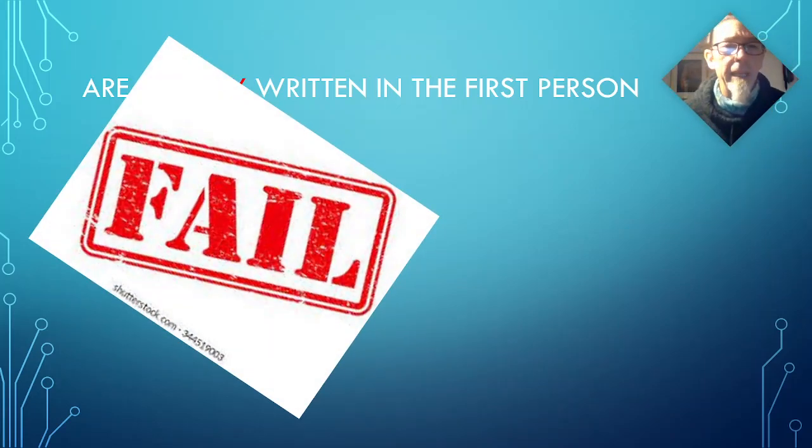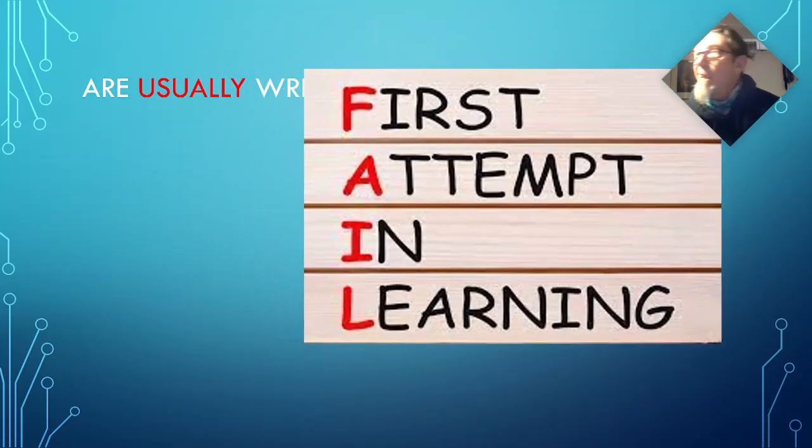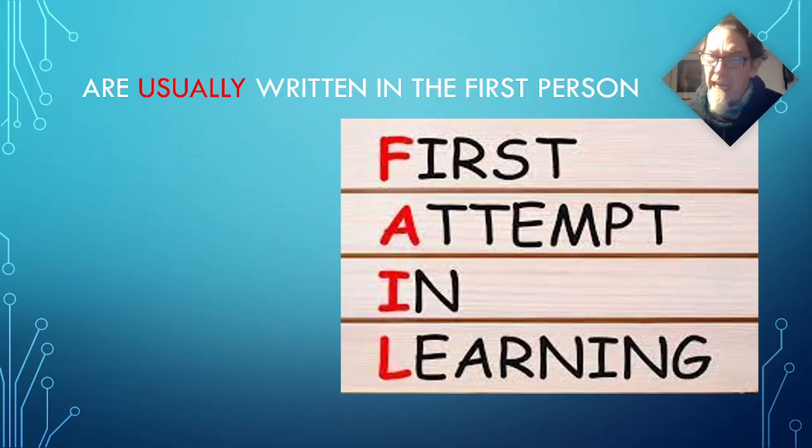Okay. So texts that are usually written in the first person. Now, this text was not written in the first person. So again, fail, we didn't meet that key convention. But remember that not all the key conventions are going to be in every single text. And this is important. And I don't think that fail is always a bad thing. I always think that fail means first attempt in learning. So I see it as a positive thing.